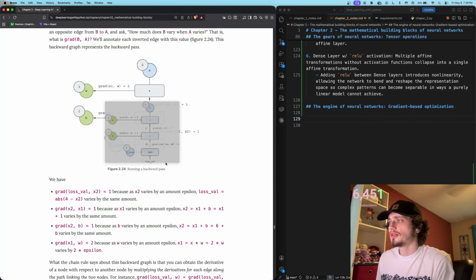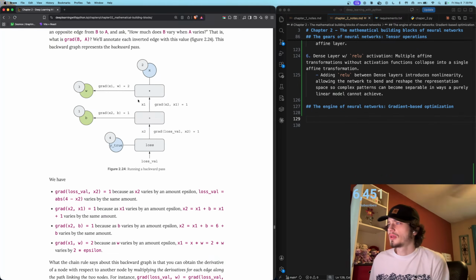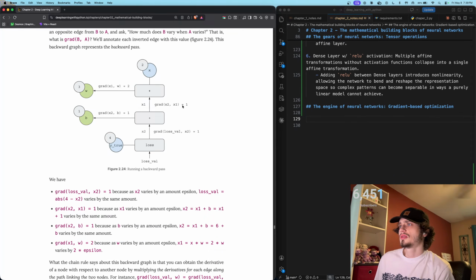So we have some loss value, which is fed into our loss function with our true value of 4, right? We compute a gradient for the loss value and the x2 that was given out, which is equal to 1. We then add a bias and compute a gradient of x2, the result of this here. And then we have a gradient computation for x2 here and x1, and then back to the original x1 and the weight.